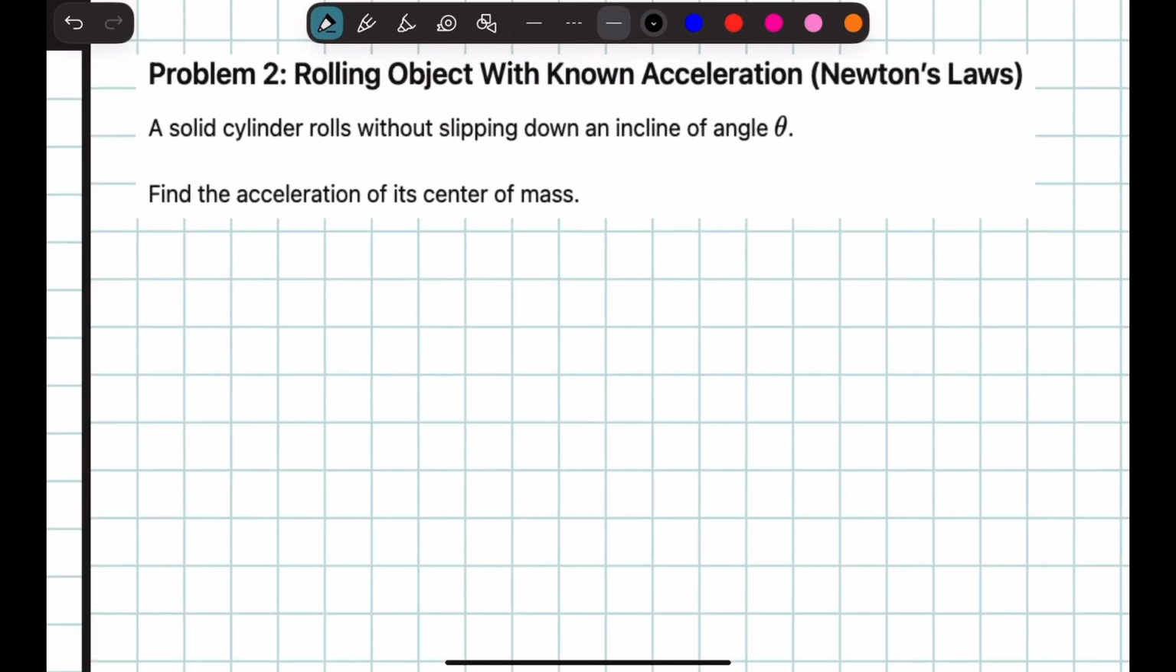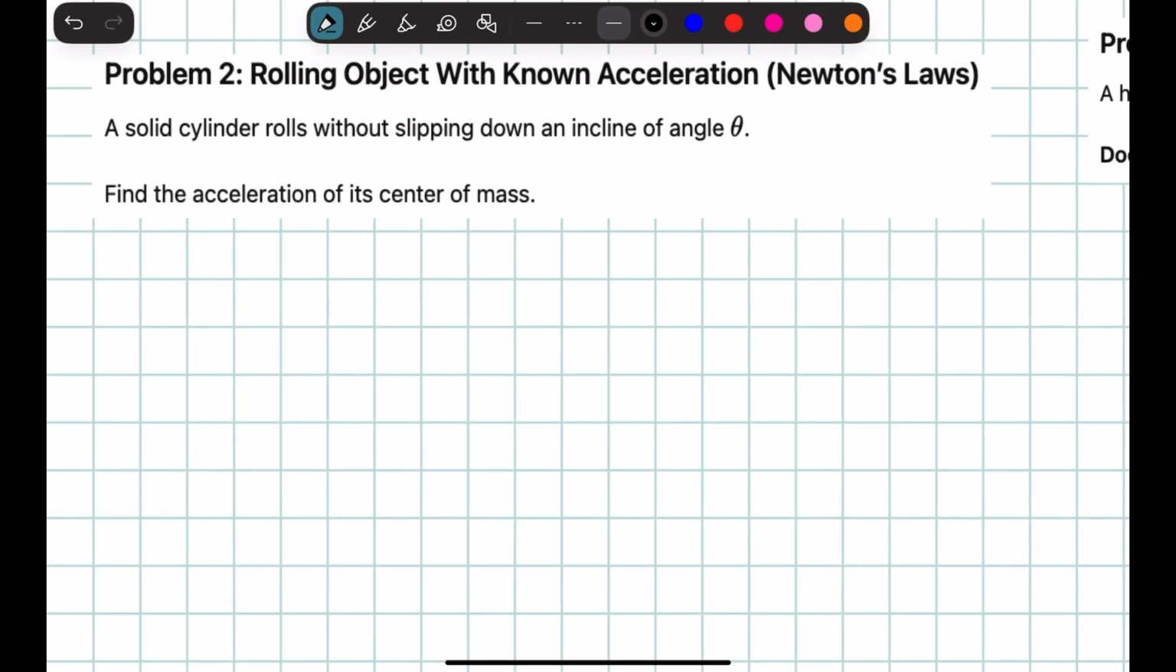So now let's do another problem: a rolling object with a known acceleration. A solid cylinder rolls down without slipping at an incline angle theta. Now we want to find the acceleration of the center of mass. So what forces can we draw around the cylinder?